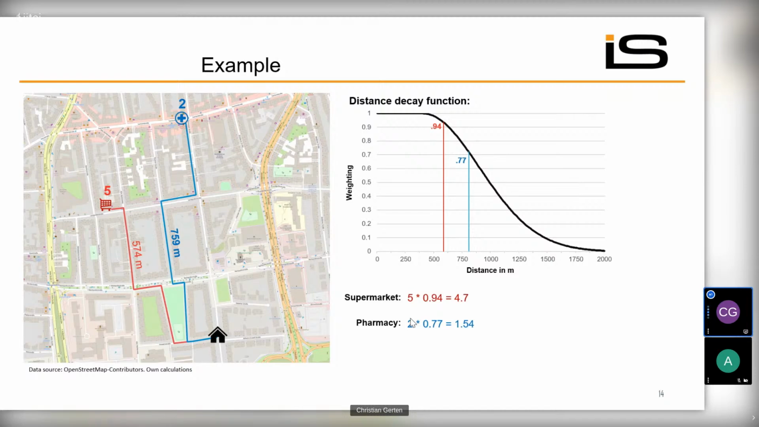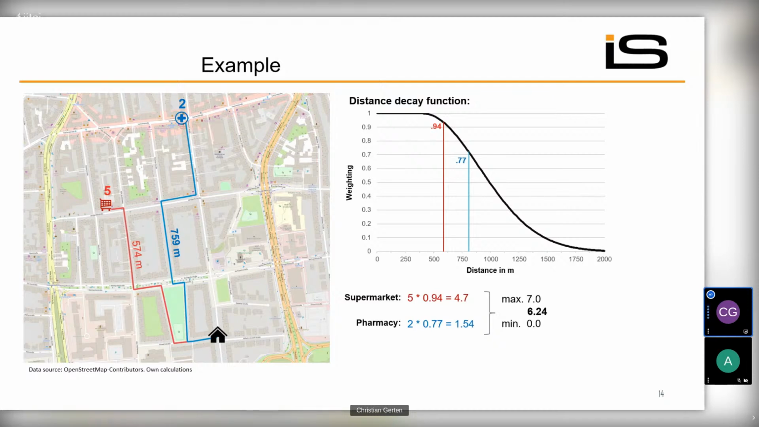In total now, we calculate the total points, for example, for the supermarket. Here we multiply the infrastructure weighting of 5 by the distance weighting, 0.94, and get a final value of 4.7. Do the same for the pharmacy, which results in a total value of 1.54. Here we can see that the sum would be 6.2, where the maximum would be 7. So if both infrastructures would be in the distance of 400 meters, that would be the maximum value.